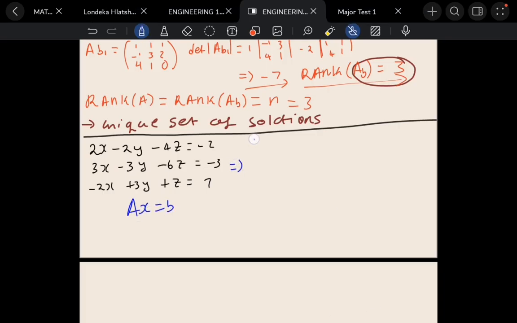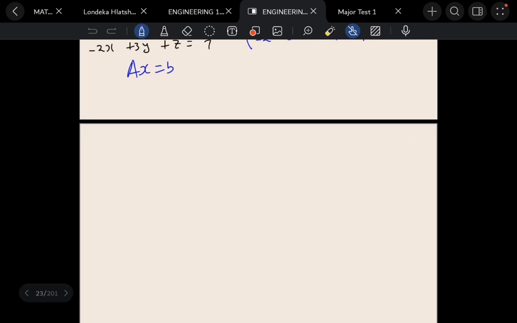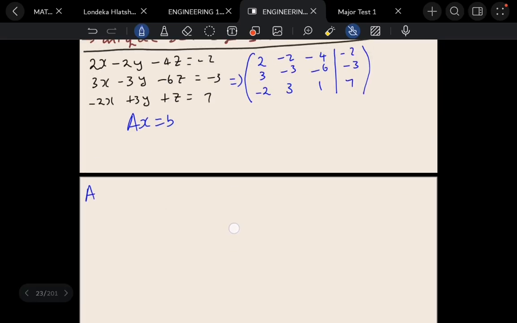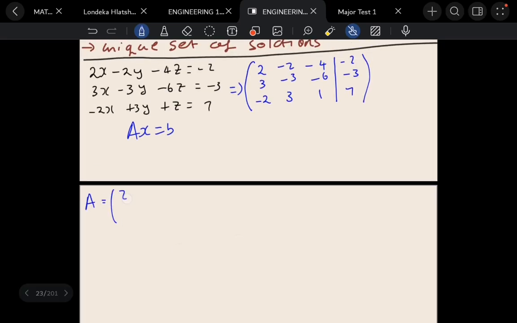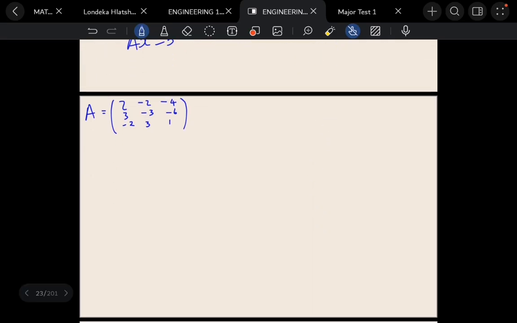Then an augmented matrix will be something like this: 2, 3, minus 2, minus 2, minus 3, 3, minus 4, minus 6, 1, minus 2, minus 3, 7. So I've written an augmented matrix. The next thing that you need to do, you need to take out matrix A. Matrix A is going to be 2, 3, minus 2, minus 2, minus 3, 3, minus 4, minus 6, 1. That is matrix A. And then we need to take out matrix AB, right?